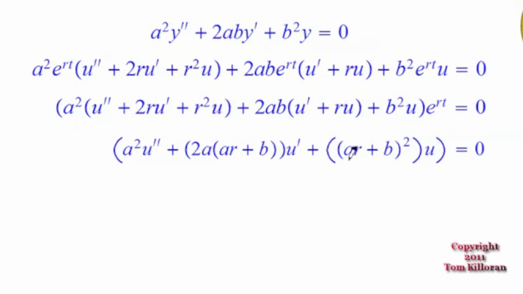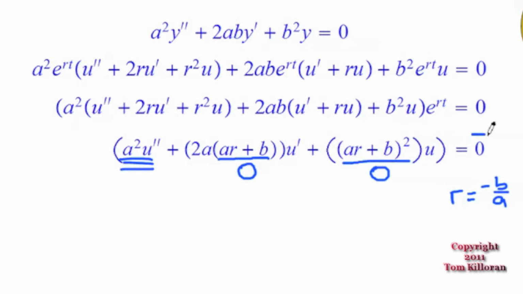This piece here really turns out to be ar squared plus 2abr plus b squared, but I factored it out. The reason being is I know that r is equal to negative b over a for this situation. And if this is true, then this piece is equal to 0. And 0 times u, of course, is going to be 0. Also, since (ar + b) raised to the second power is equal to 0, then (ar + b) raised to the first power is also equal to 0. That'll kill the last two terms here. So what comes into play is this one. We want this whole thing to equal 0, so this one also has to equal 0.